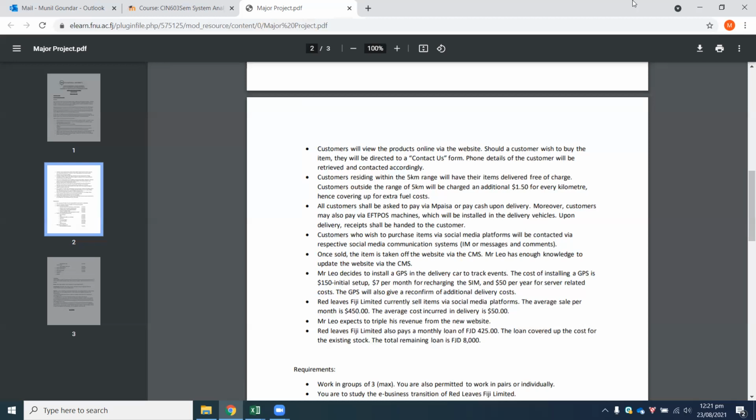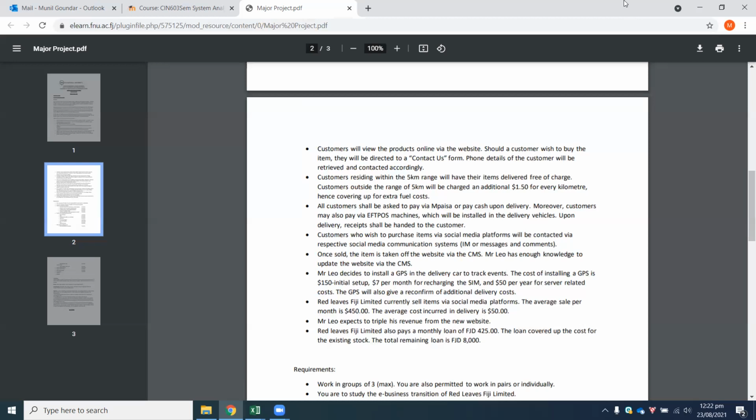So $450 for sale, $50 for delivery. Okay, now why so less? It could be more. I think why so less at the moment is because this $50 caters for only products delivered to customers within the 5-kilometer range, because the additional customers who are living outside the 5-kilometer range would be paying for additional kilometers. I think this is already being implemented beforehand.